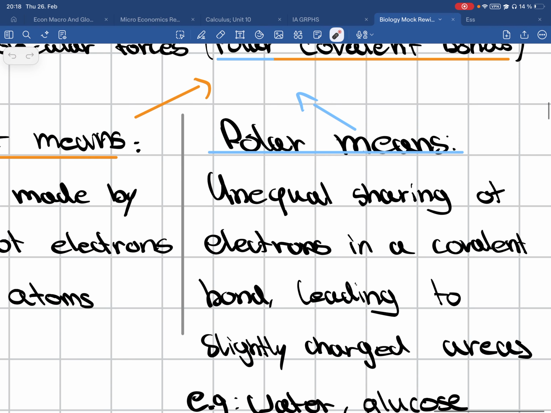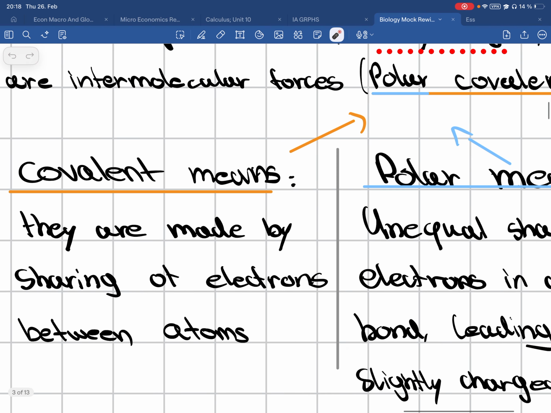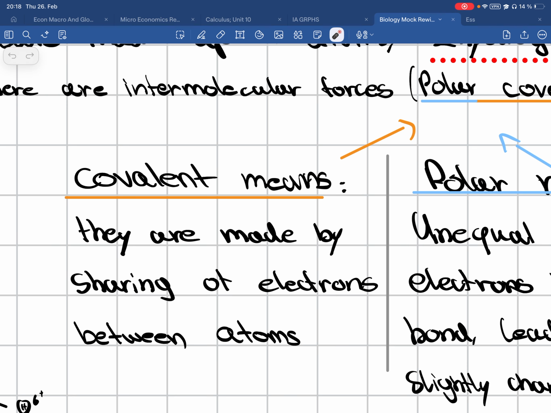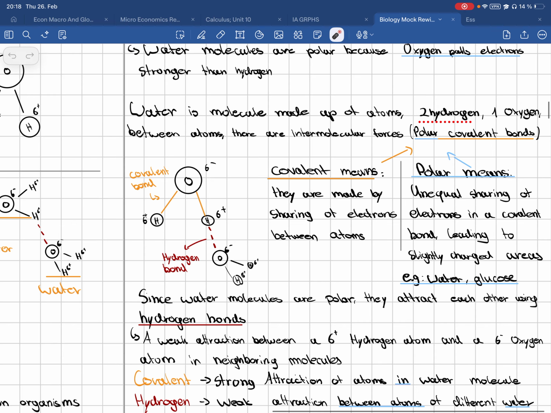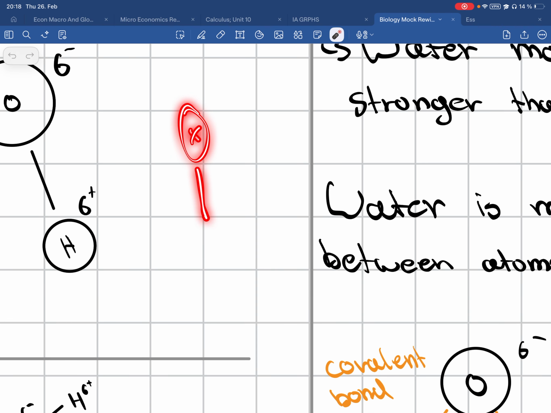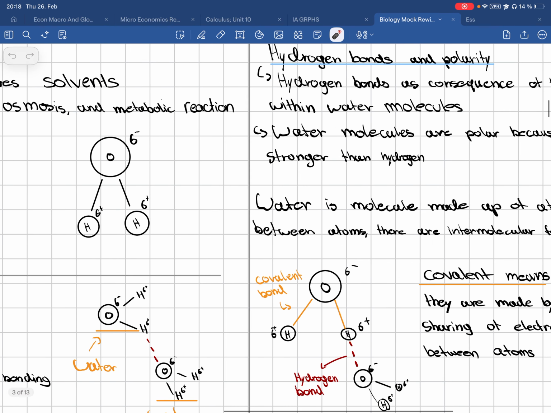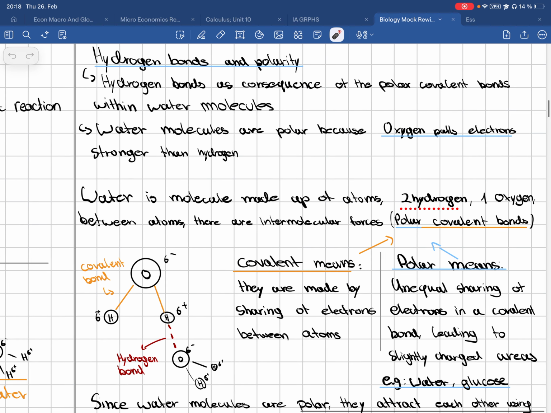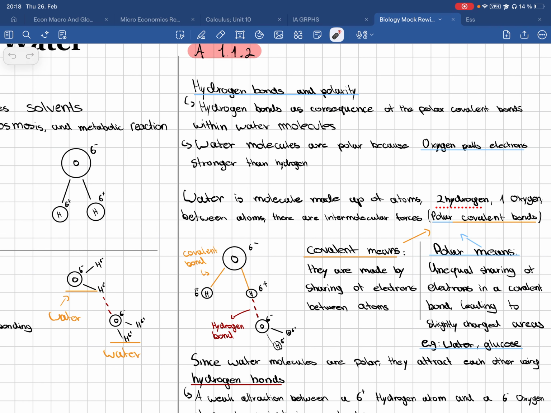Okay, now you may ask, what's a covalent bond? Covalent means that they are made by sharing of electrons between atoms. So a covalent bond will be when two atoms, let's say atom X, shares electrons with atom Y, right? That would be a covalent bond when they share electrons. Now, a polar covalent bond is when they share electrons, but this sharing is unequal.